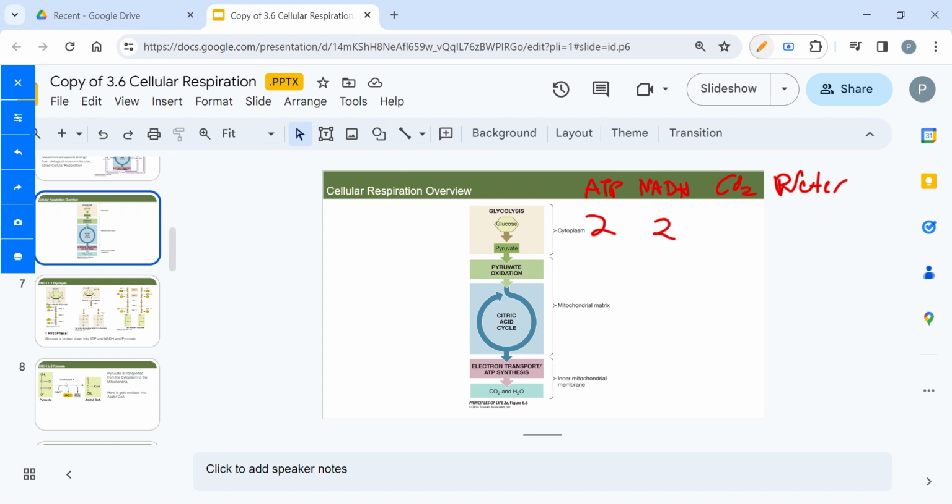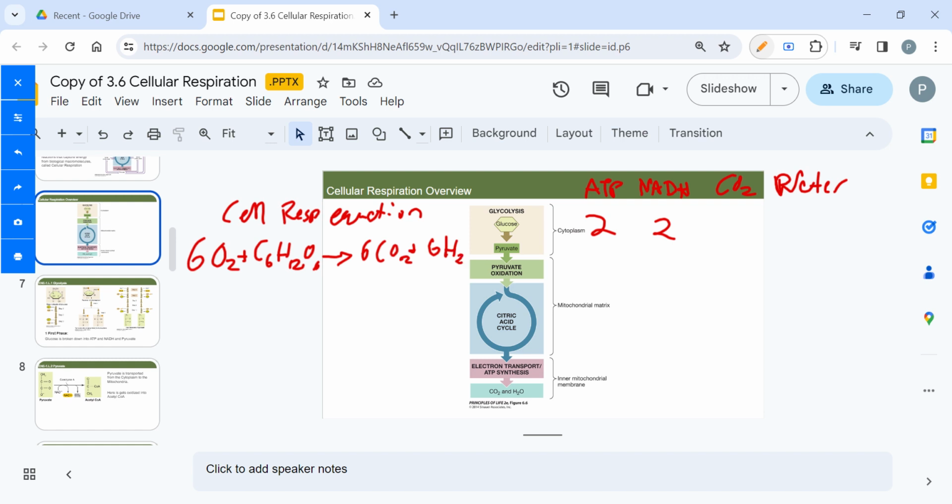One thing I realized that's not on here that we need to do is I need you to write down the cell respiration equation. And the equation goes like this. You have 6 O2, 6 oxygen, plus C6H12O6, 1 glucose, will yield you 6 CO2, 6 carbon dioxides, and 6 H2O, 6 waters.